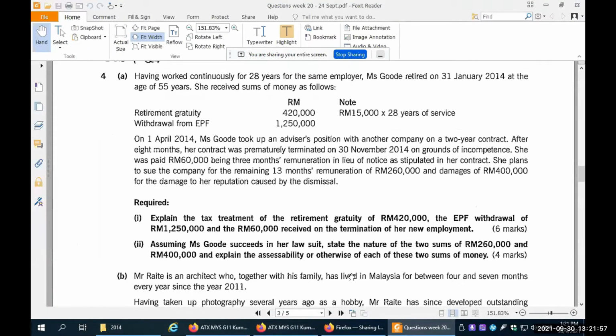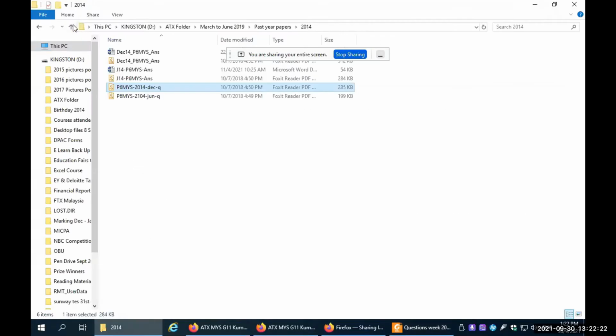Okay, now always look at the requirements first, whether it's question 1 or question 2 or question 3 or question 4. Look at the requirements first. Okay, you start reading. I'll find a soft copy of this.